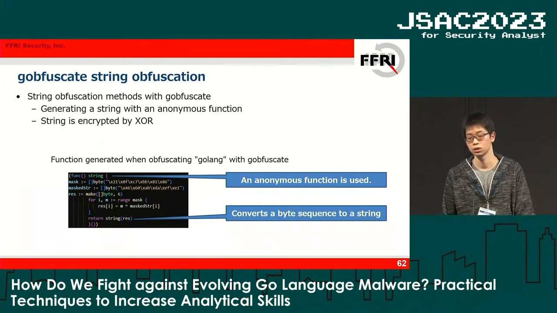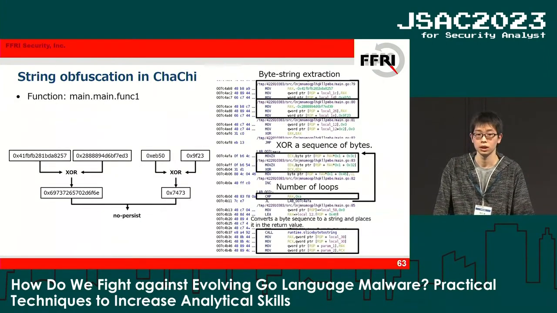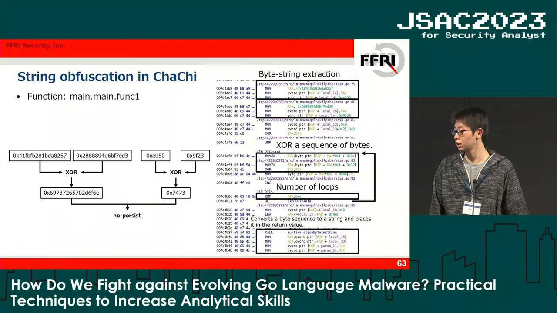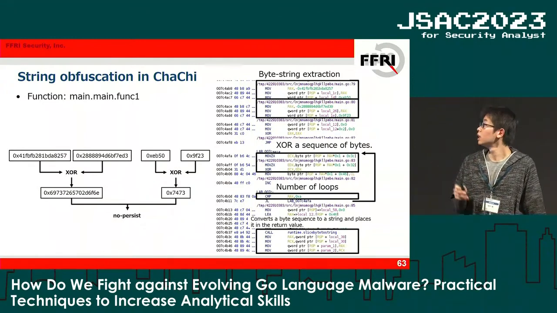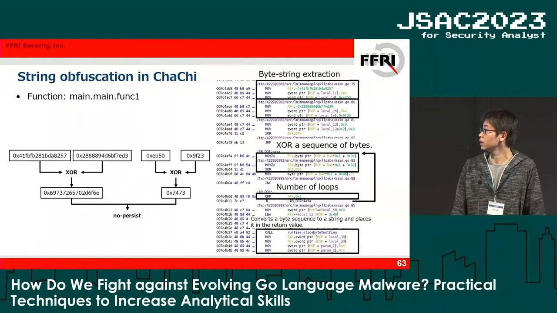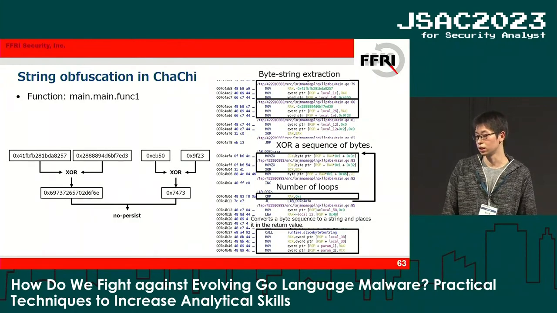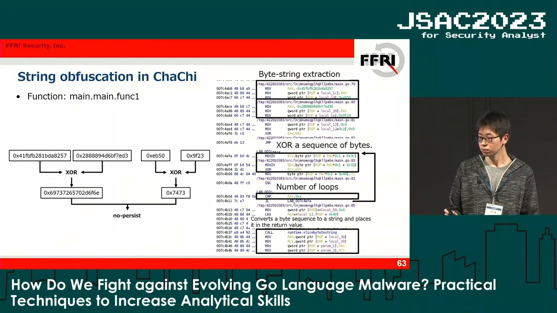In this function portion of the Chachi malware, it looks like assembler on the right. At the top is the byte string extraction. After that, the XOR sequence of bytes resolution, and then the runtime.slicebytetostring function converts from byte to string. The byte string taken at the top is "non-persist", and we think it's a flag for the persistence that is created.